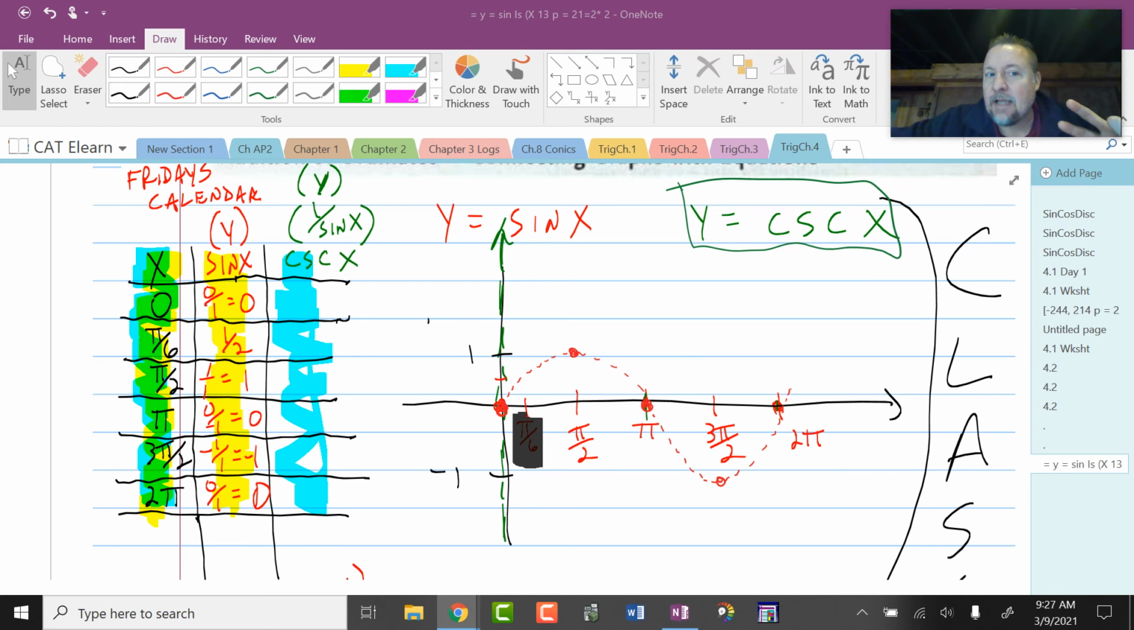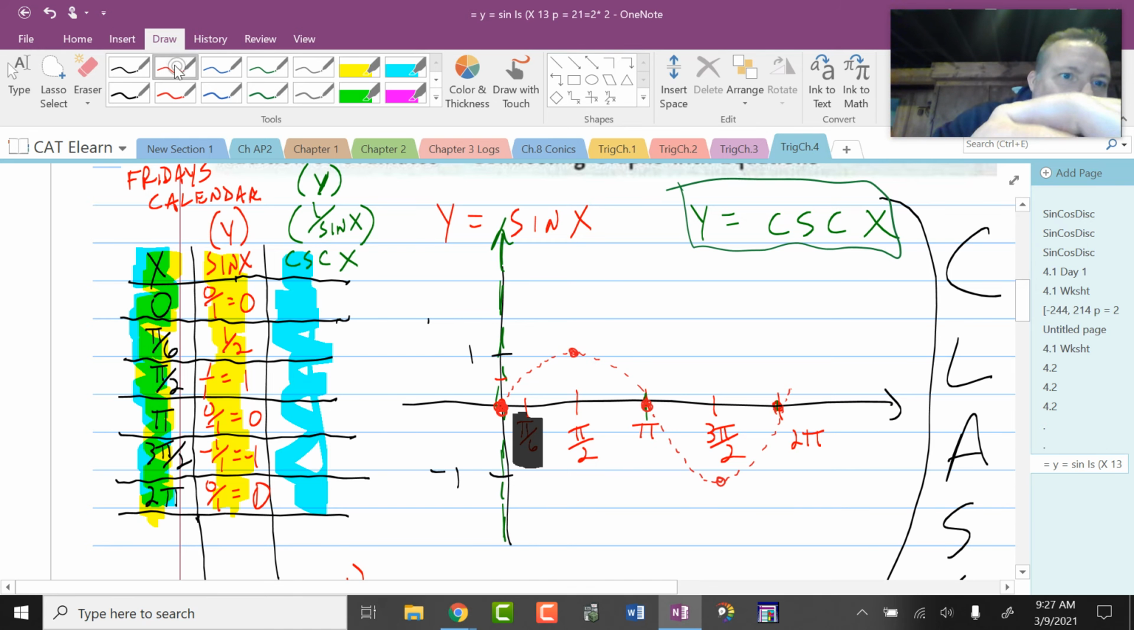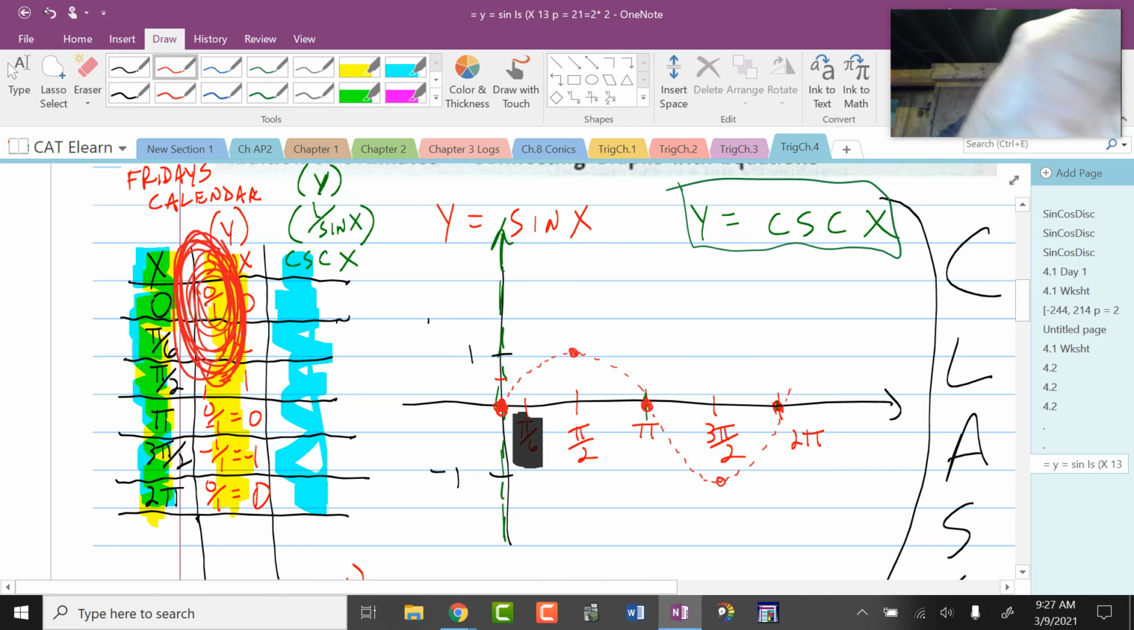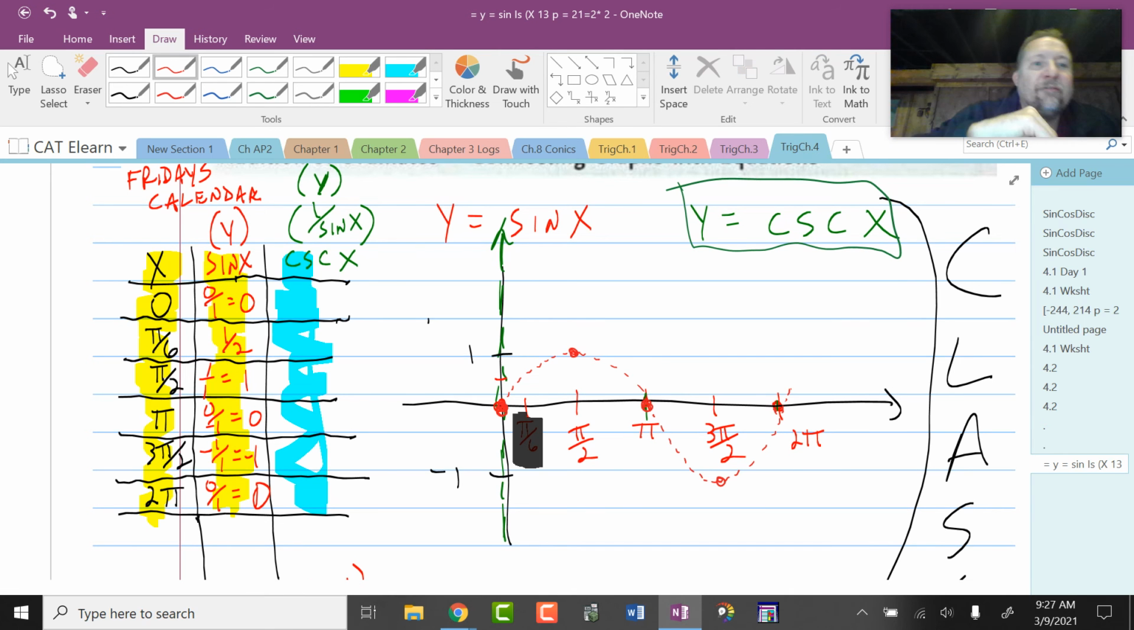We know that sine and cosecant are reciprocals of each other. So the sine of 0 is 0. What's the cosecant of 0 if I just have to flip? So what is the cosecant of 0 if I have to flip this? Don't write it yet. What is the reciprocal of 0 over 1? Okay, 5, 4, 3, 2, 1, go.